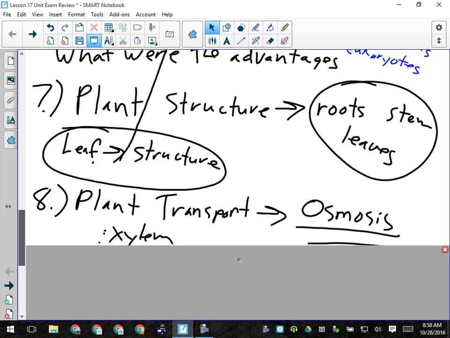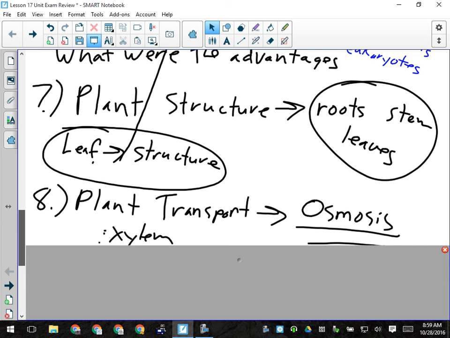Right, plant transport. We did a lab on it, so it's definitely going to be something that's emphasized on the test in both multiple choice and written response sections. Remember that it's osmotic pressure. We talked a little bit about it yesterday. That is going to set up the force that's going to pull water up the plant.